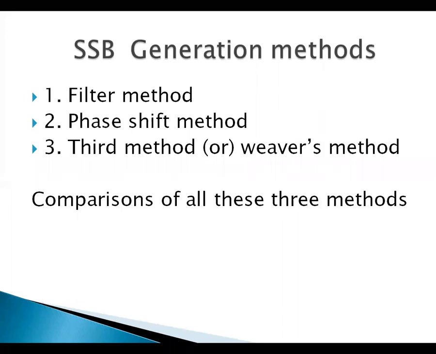Okay, good morning once again. So in the previous class, you saw that there is SSB generation. There are three methods of SSB generation. One is the filter method. The second one is the phase shift method. The third one is the third method of generation, also called the reverse method. These three methods generate a single sideband suppressed carrier signal.